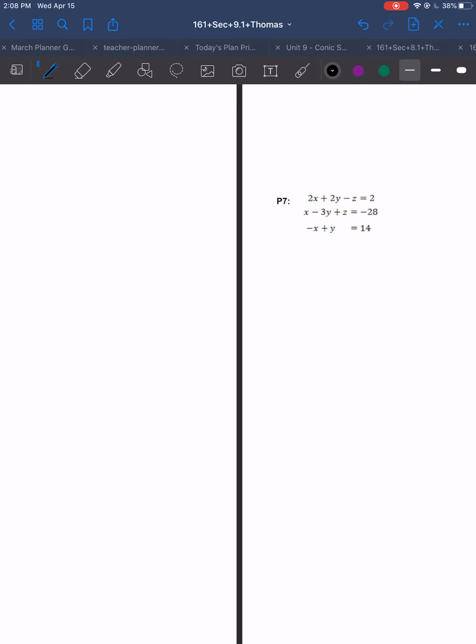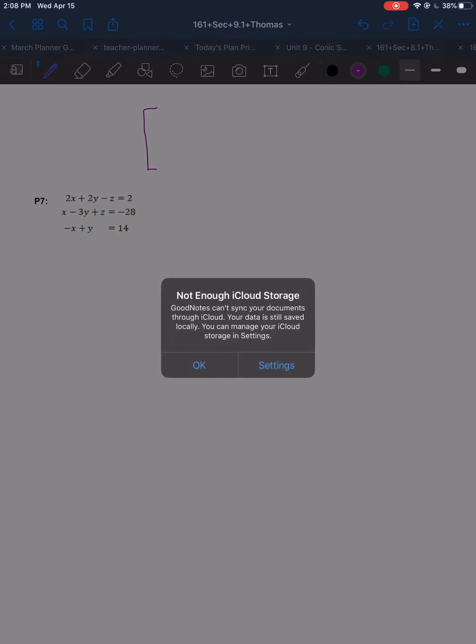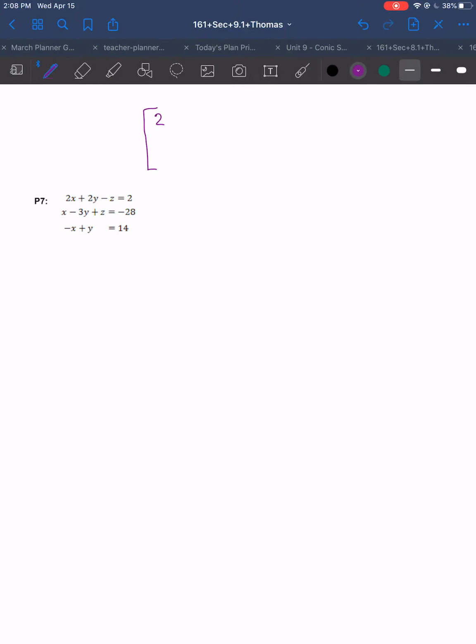Where's the next one? Okay, apparently I skipped the entire page when it printed to GoodNotes, but that's okay. So this next one, I'm going to write in augmented matrix form still. So 2, 1, -1, 2, -3, 1, -1, 1, and 0, and then 2, -28, 14, and our goal is still the same as the last time, so I'm not going to write that again, just for sake of space.